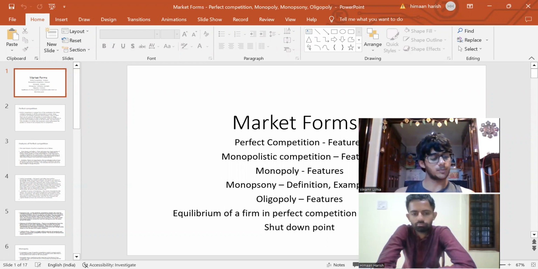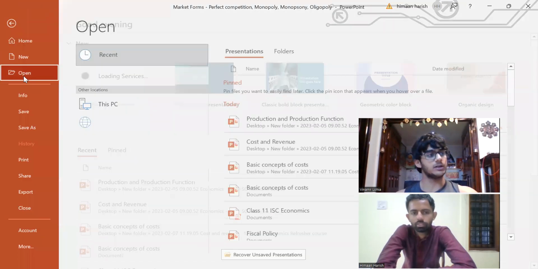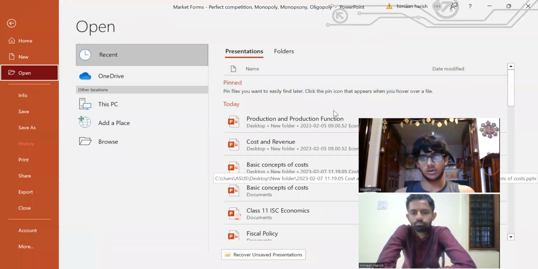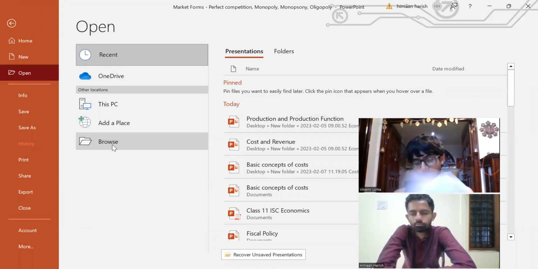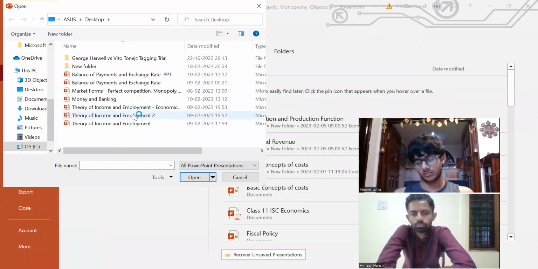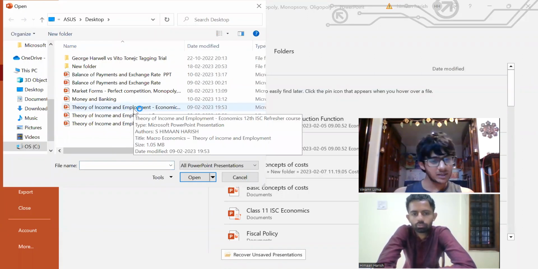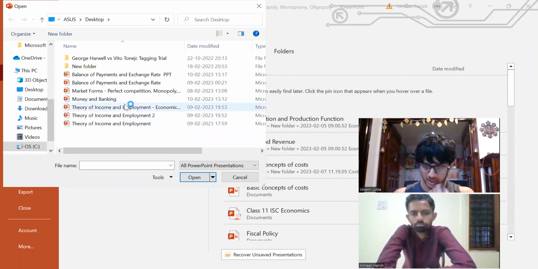So in producer's equilibrium, there's only one graph, right? Yes, only one graph for producer's equilibrium. And for the theory of market mechanism and income, there are so many graphs.